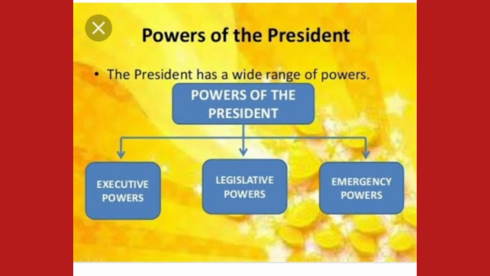Another very important legislative power that the president has is, in case the speaker is not present or the deputy speaker is also not present, then he can appoint any one member of the Lok Sabha to preside over the meetings in the Lok Sabha. Now, these were the legislative powers of the president.